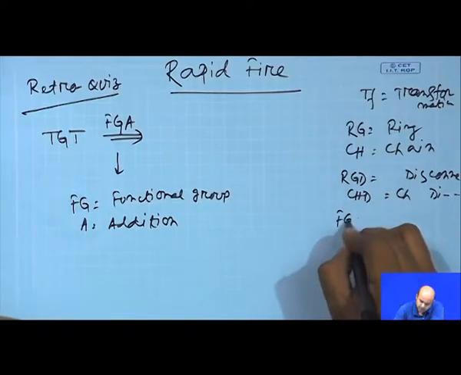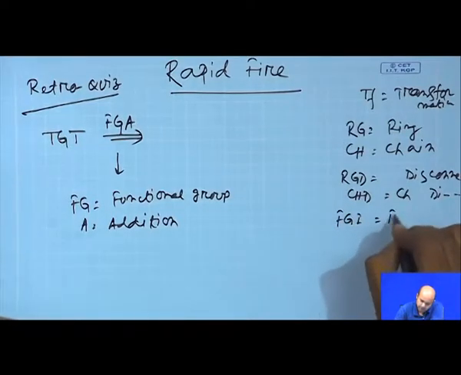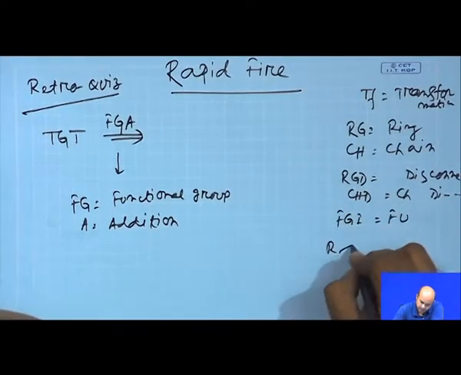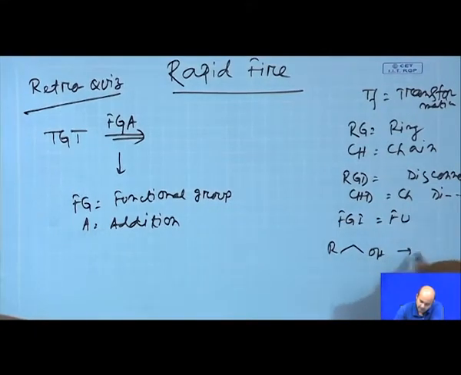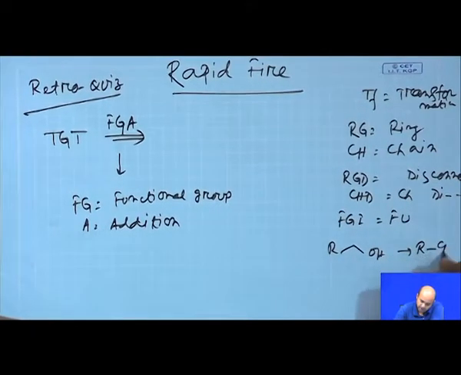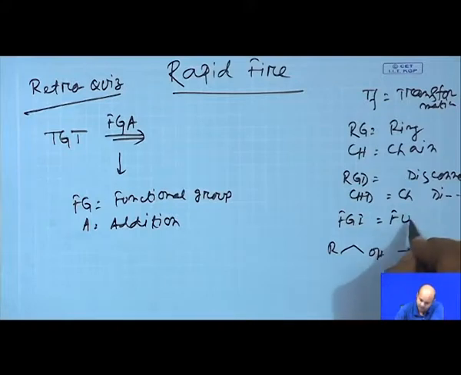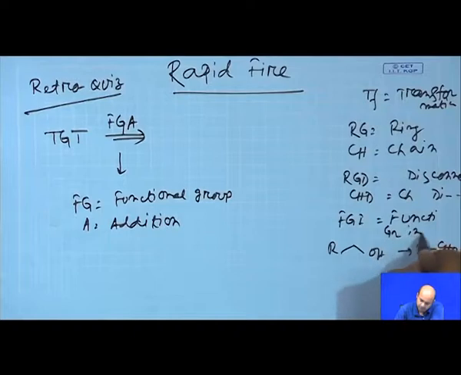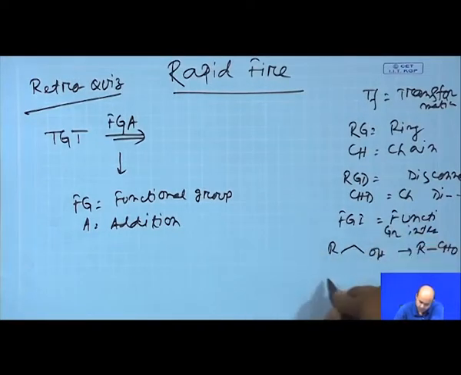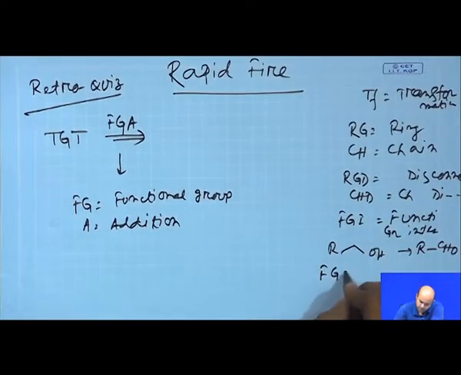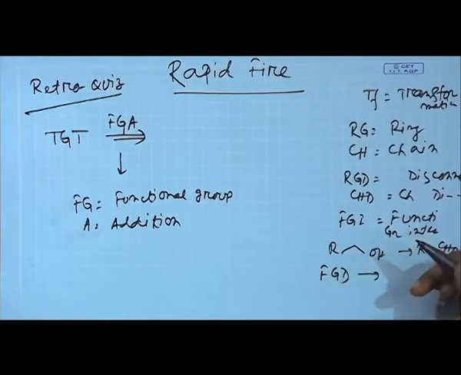This terminology is called FGI, functional group interconversion. Let us say you have an alcohol and you are making it an aldehyde. That gives you a functional group interconversion. It is called FGI, functional group interconversion. There are other terminologies, like functional group D, which stands for functional group disconnection or functional group deletion. So, those are the points.